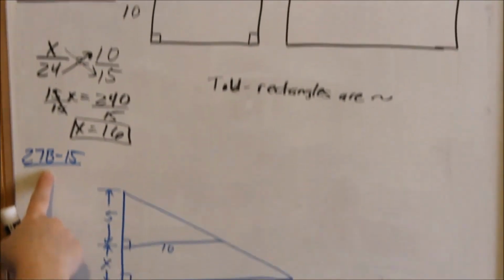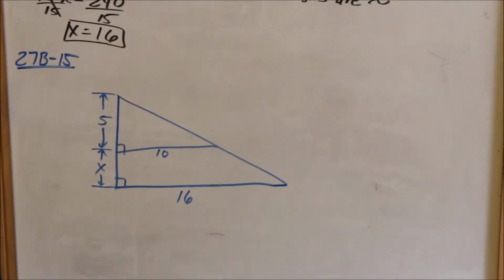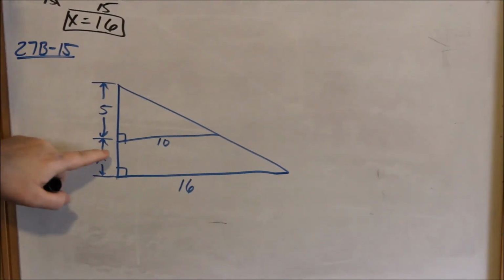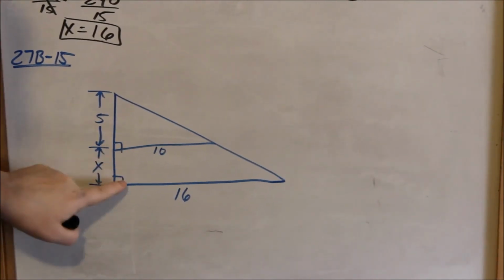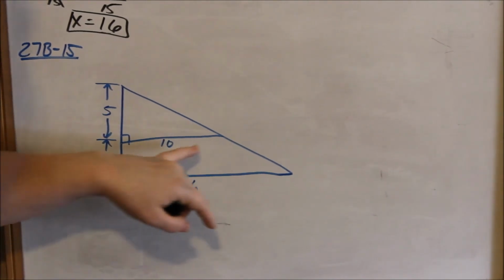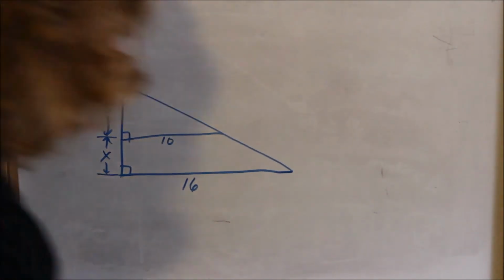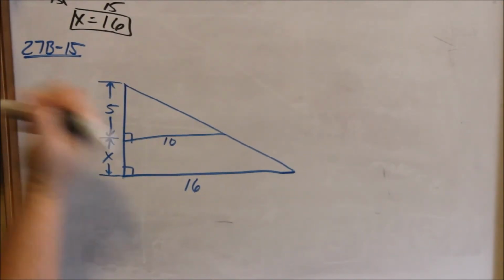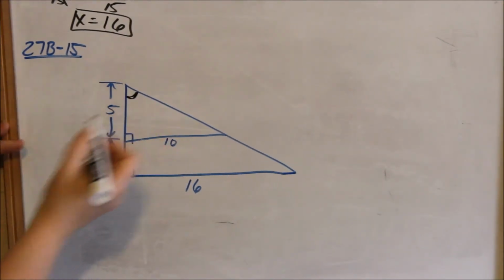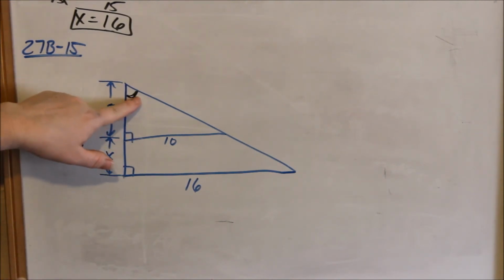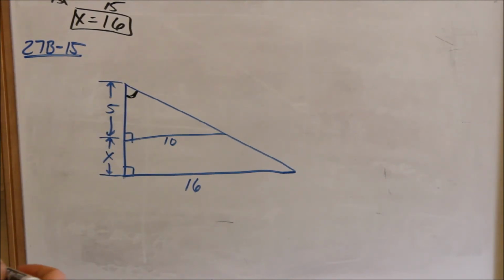Okay, let's jump down to 27B15. Okay, you have similar triangles. We know that because there are these two right angles, and then this angle up here at the top is shared by both triangles. That angle right there is shared. So these angles are congruent, and then they share this angle, which I know two of the angles. That's how I know that they are similar.